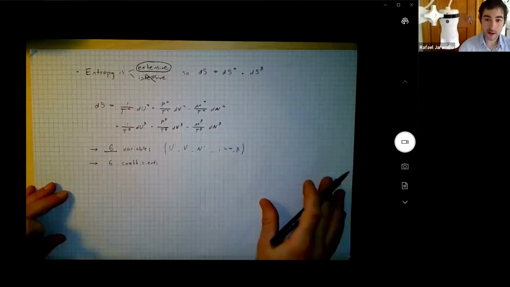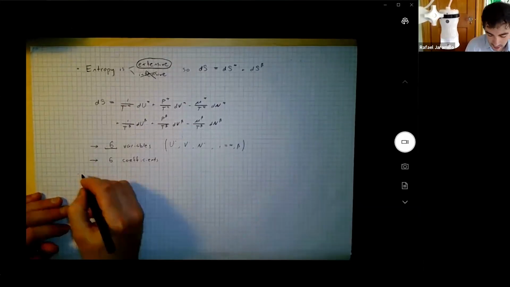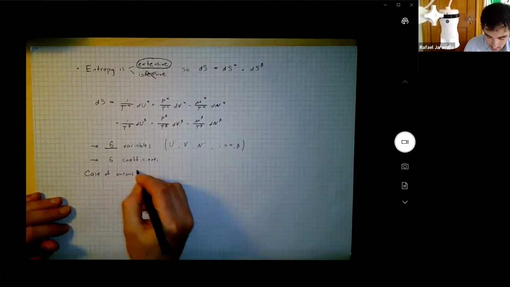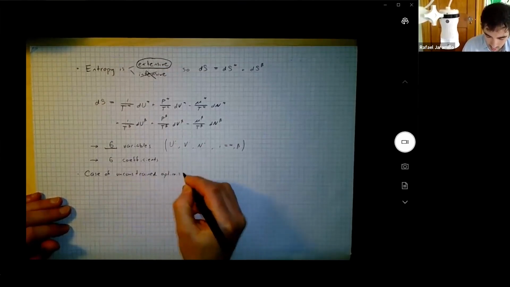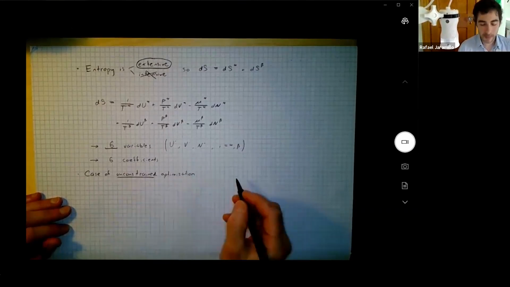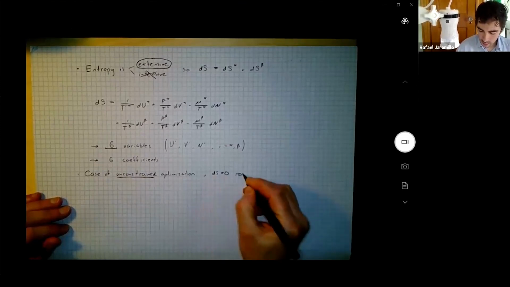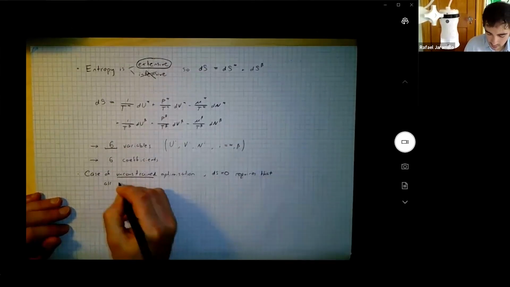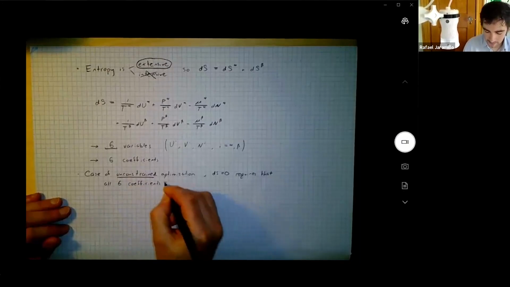All right, so now we're going to talk about optimization. For the case of unconstrained optimization, ds equals 0 requires that all 6 coefficients equal 0.